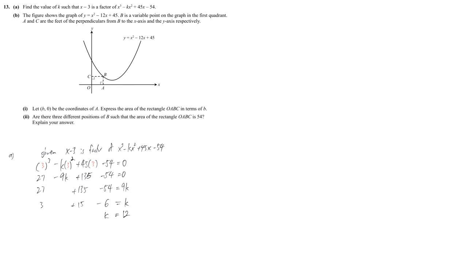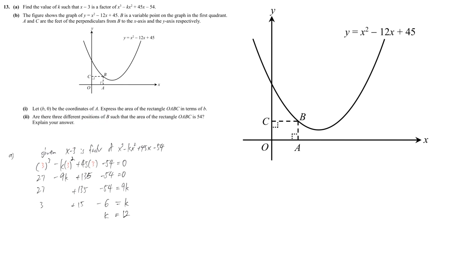In part B, there is a figure showing a graph, and B is a variable point here, and A is the foot of the perpendicular from B to the x-axis and y-axis. We let the coordinates of point A be (b, 0). So we'll make it bigger first. That means the distance between the origin and point A is b. They use a not very direct method to tell you that the width of the rectangle is b. And then later on, they ask for the area of this rectangle. We need to find the area of this rectangle.